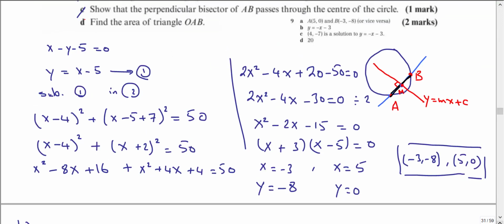Finally, they say find the area of OAB. The center is here, that's O, and they want the area of this triangle. To find the area of this triangle, you need the distance OM, that would be the height OM, and you need the base AB.